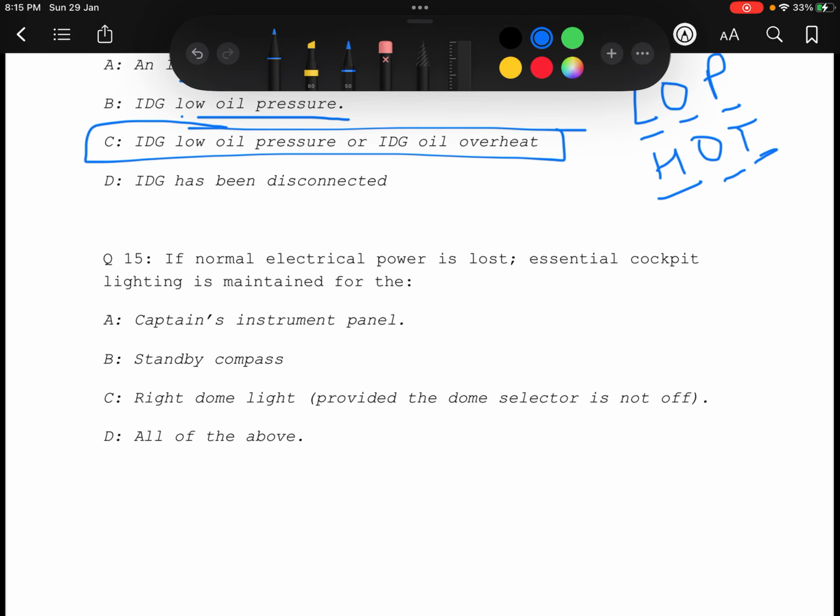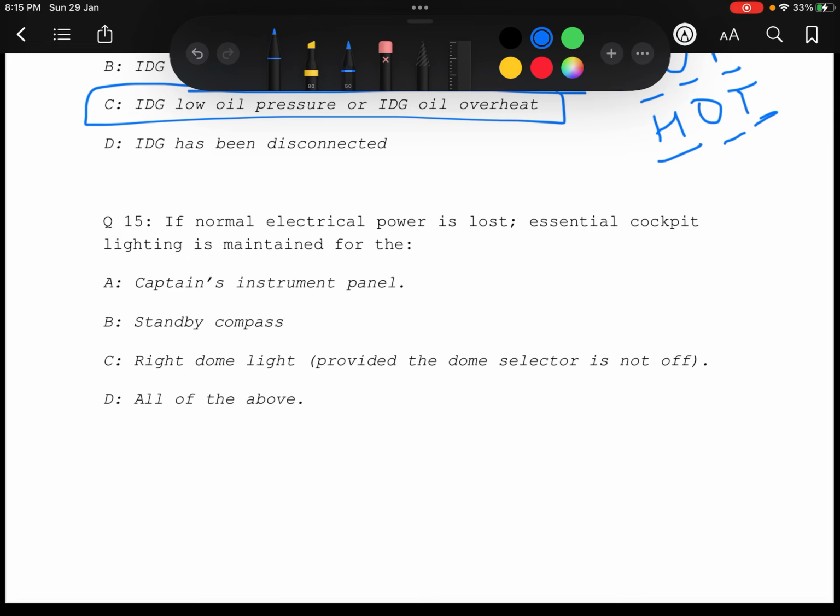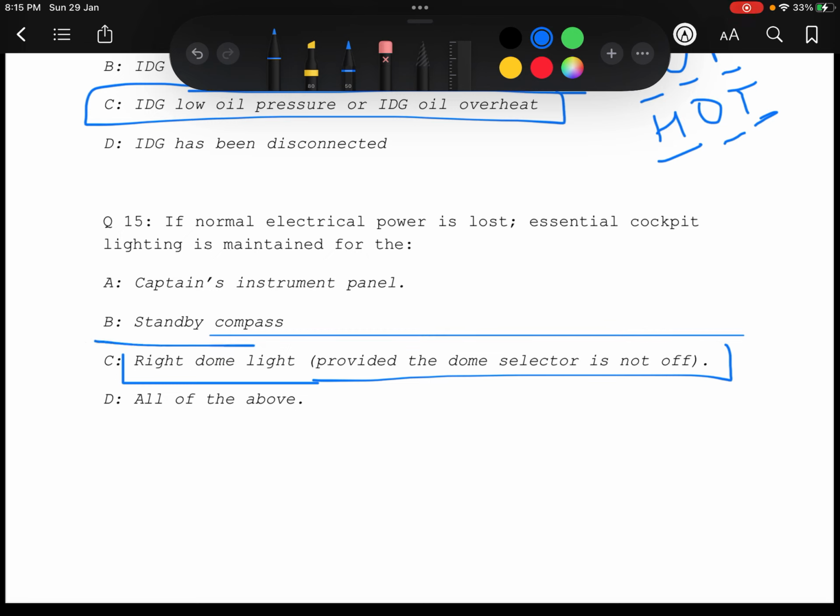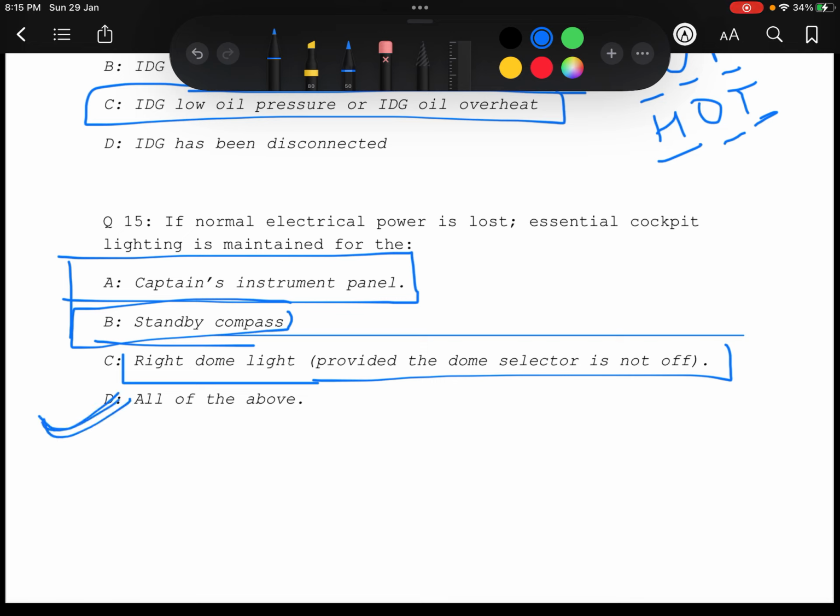Next question, I request you again, you can keep it at 1.5 or 1.25. If normal electrical power is lost, the essential cockpit lighting is maintained for the, so it is for the right dome, provided that the dome selector is not off. Correct. It is for the compass, standby compass. Yes, it is for the standby compass also, and the captain's instrument panel. So all three options are correct. It is option delta which is correct, right?